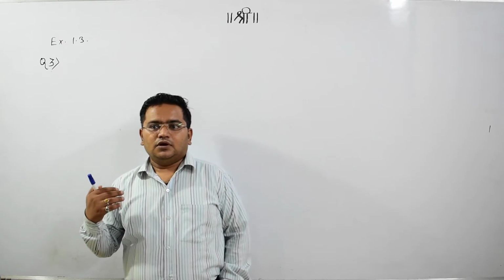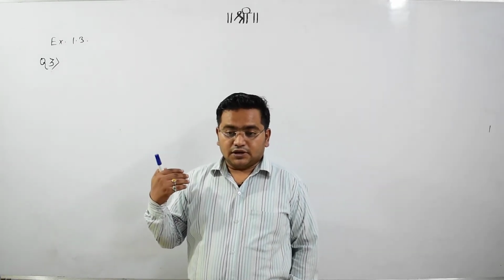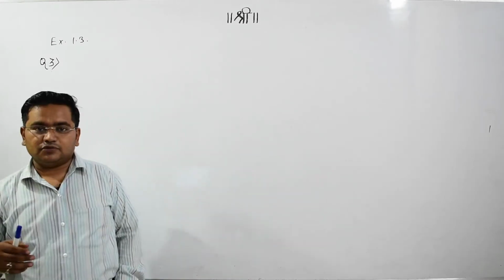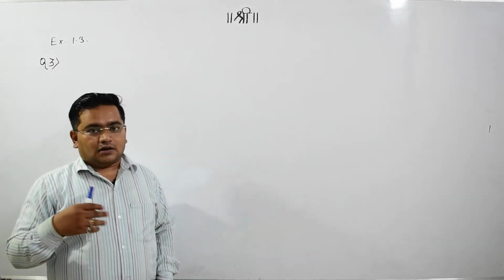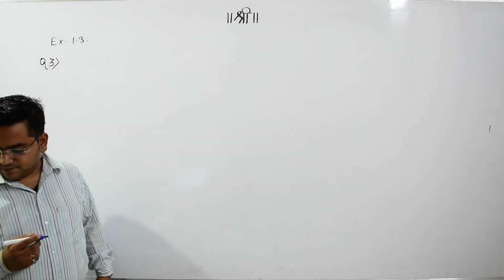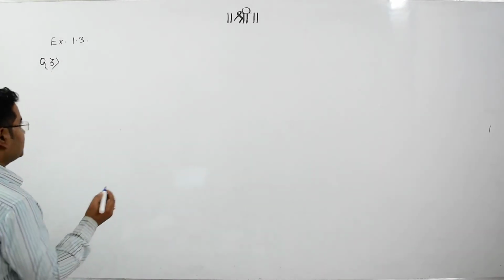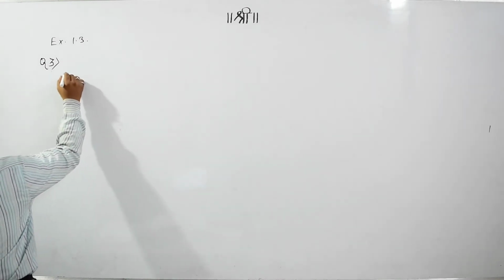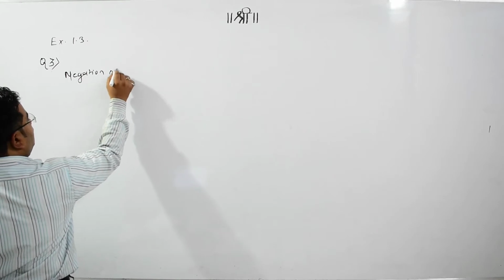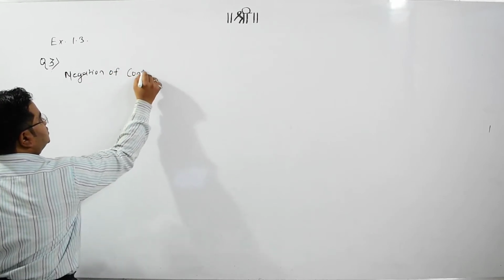Now we need not only to find the negation of this statement, plus we need to make a negation of those connectives also. So what are those connectives? Fundamentally we studied the connectives. First, conjunction. So negation of conjunction.